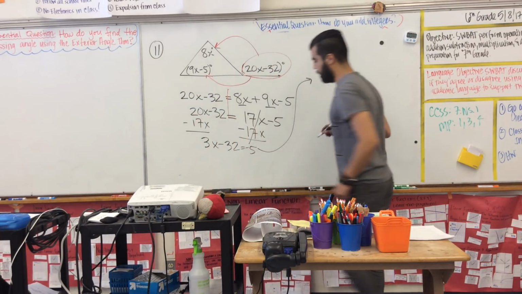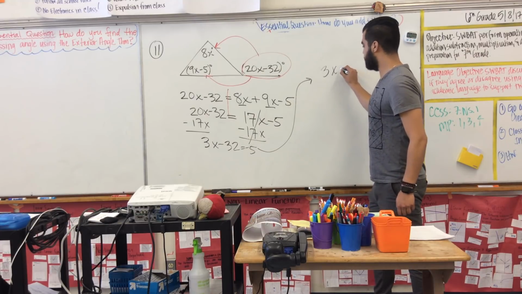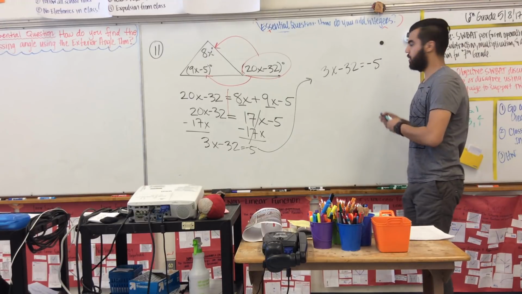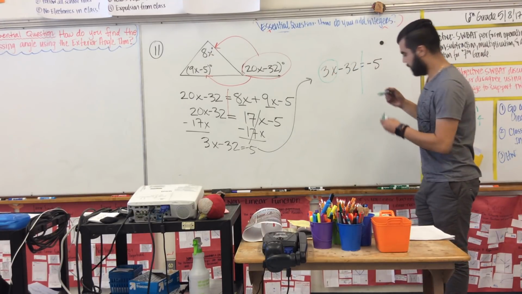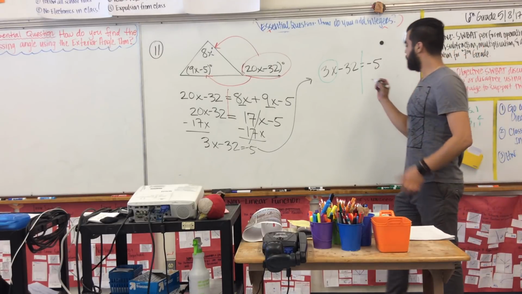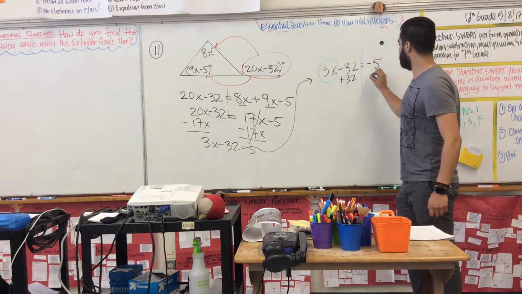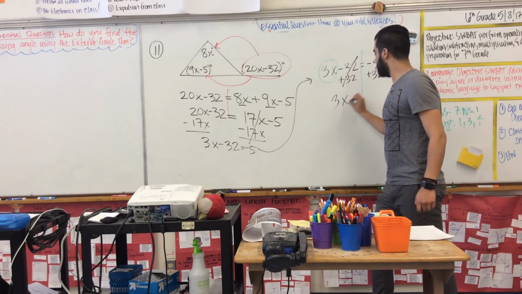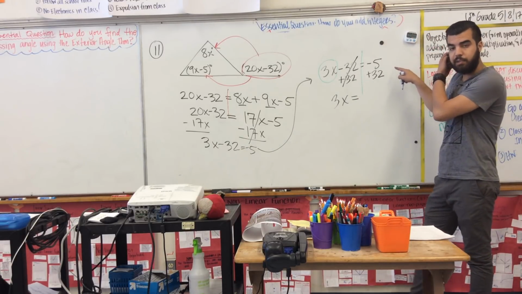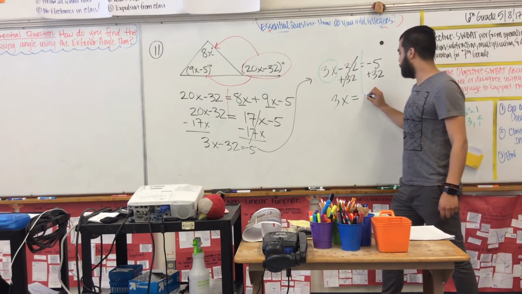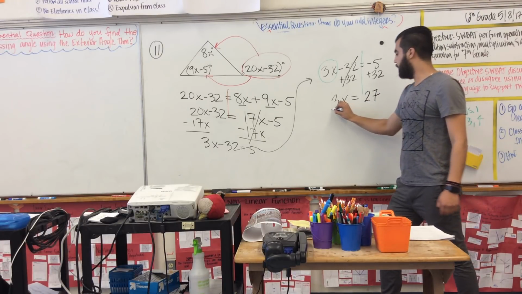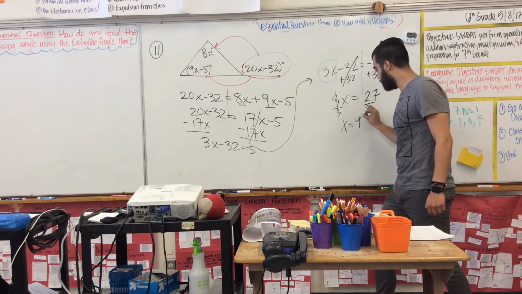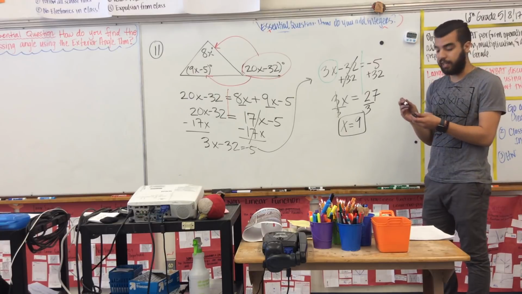Let me go ahead and move over here. So again, let me rewrite that. 3x minus 32 equals negative 5. Remember, circle the variable, draw the barrier. I need to get rid of that negative 32. So go ahead and apply the inverse, which is plus 32. So this goes away, I now have 3x equals, different sign, add 32 and negative 5 is positive 27. Divide both sides by 3. Eventually you'll get x equals 9. So for number 11, x equals 9.